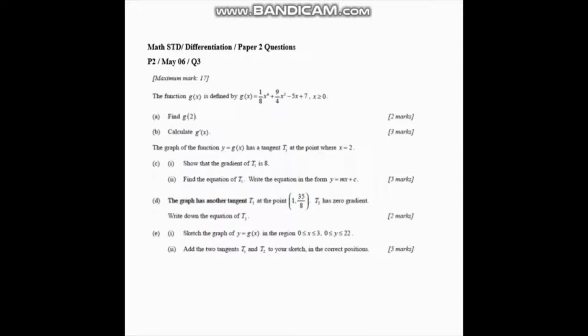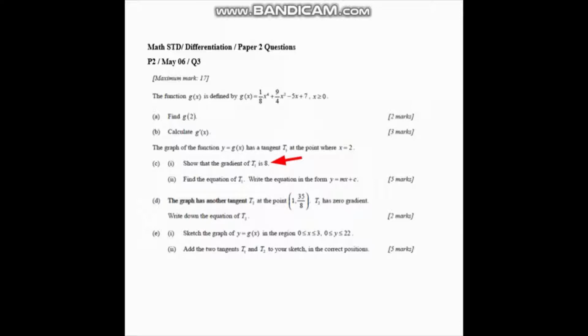Next, in question C double I, I'm required to find the equation of T1, which is again the tangent whose gradient is 8. I need to write the equation in the form of y equals mx plus c. So in order to find the equation of a tangent, we need two things. We need the slope of the tangent or the gradient of the tangent, and we already have this. We know that the gradient is 8, and we need a point that lies on this tangent.